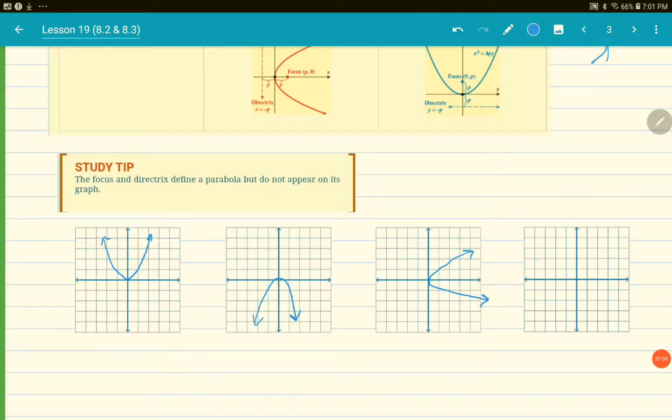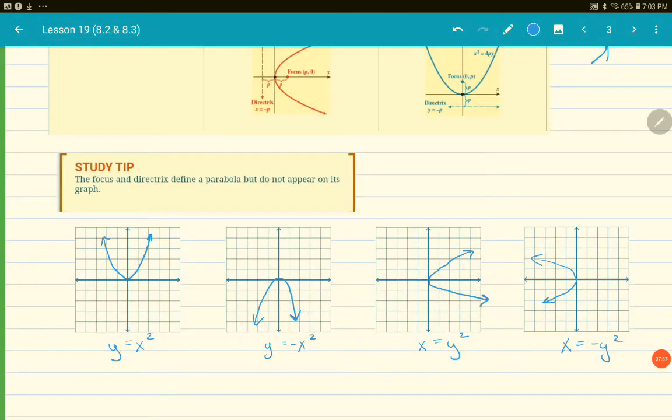Or it could be going left, open left like this. And you may already be familiar. This might be a review from Unit 4. This one, you might be familiar with as your parent function and a negative x squared when it points down. When it points right, that means we have x equals y squared, so we're just exchanging the x and the y. And when it goes left, we have a negative.